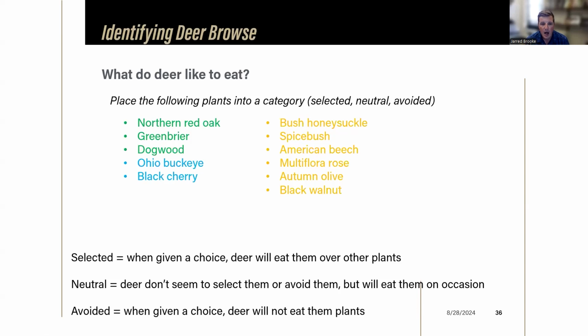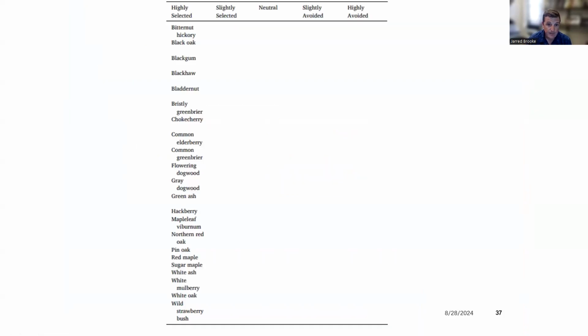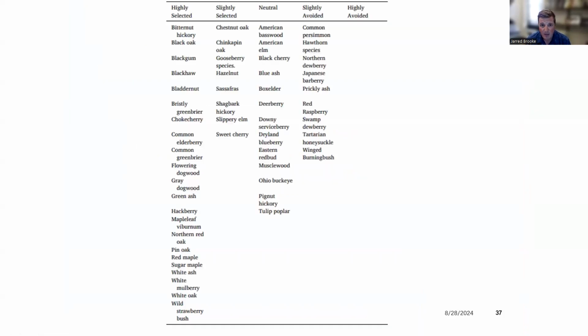side. Now, keep in mind that deer browse selection can change in different areas, and so this is what we saw in Indiana, which may be a little bit different than what you might see in Illinois or other states. And so this is that same list I showed you earlier that has more species that are selected and avoided.